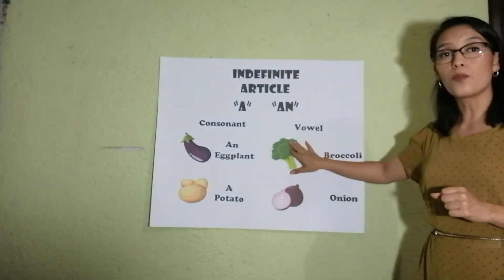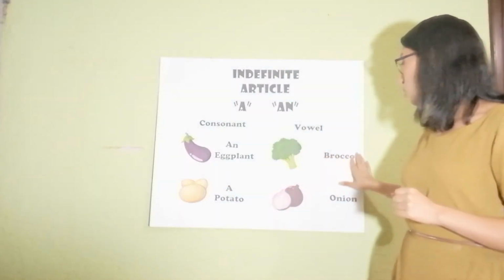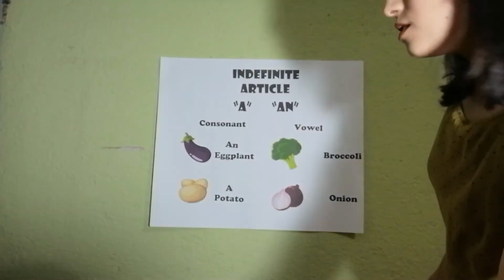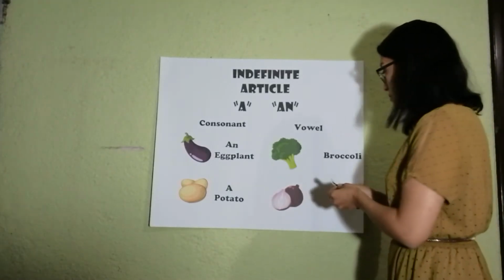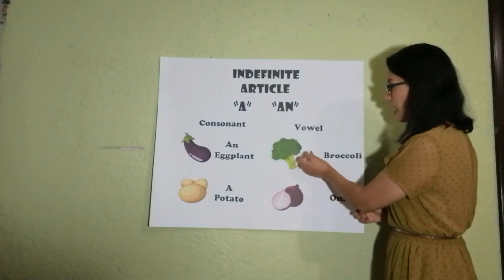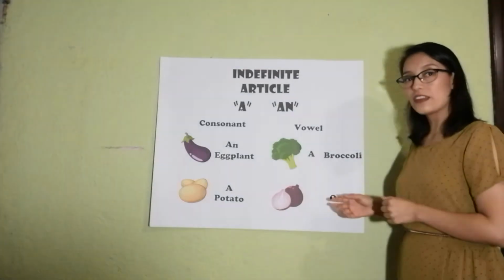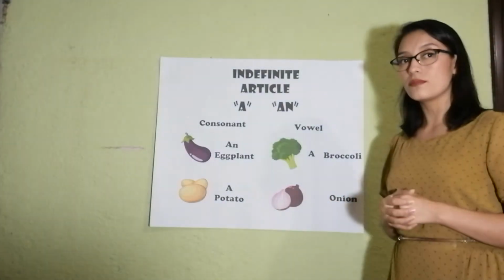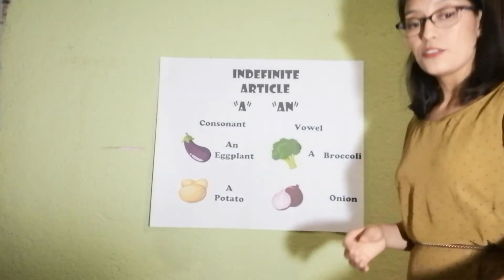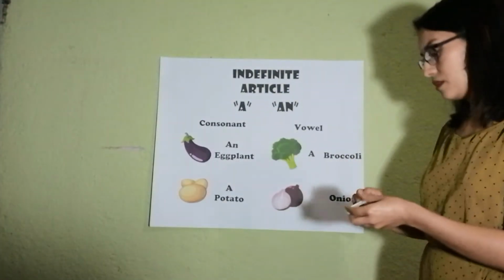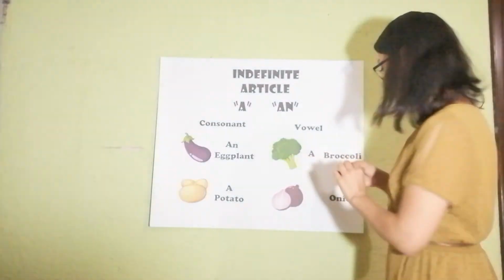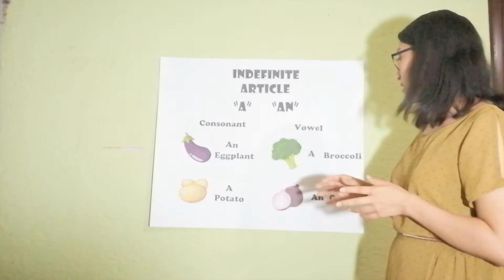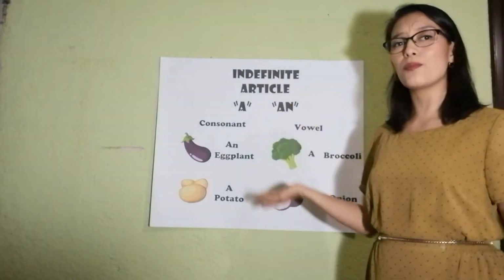And what about broccoli? Broccoli starts with the letter B that we know that it's a consonant. So we have to use the indefinite article a. And finally, we have onion. Onion starts with the letter O that we know that is a vowel. So we have to use an. An onion.